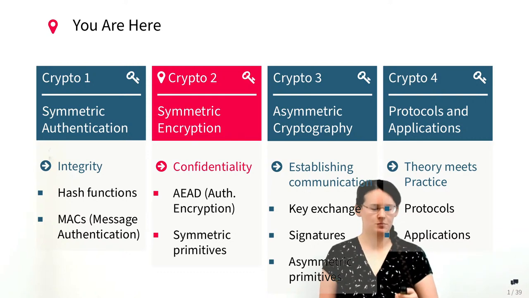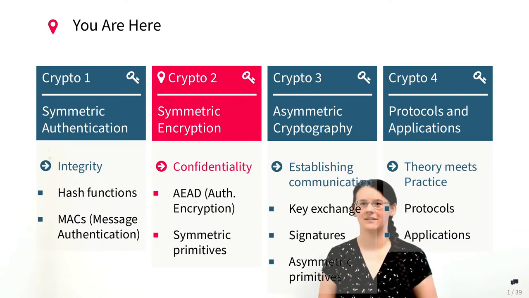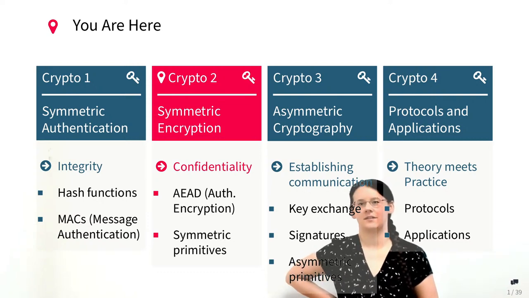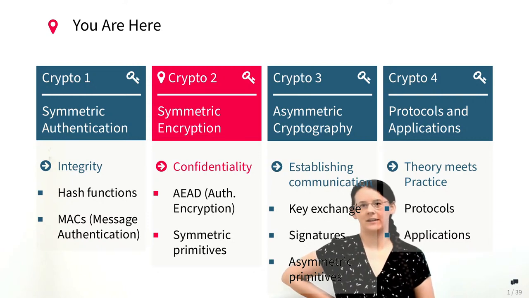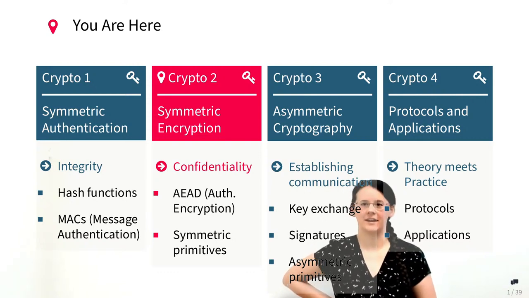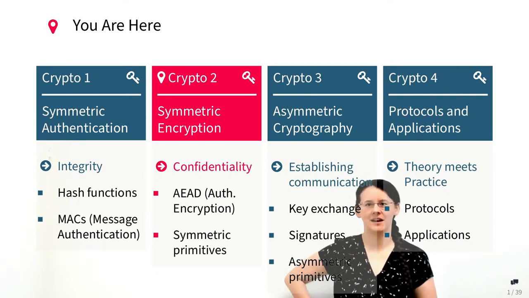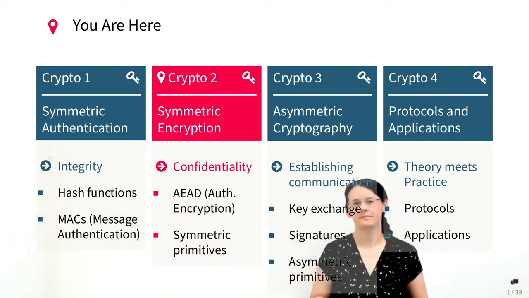Today, it's time to protect another very important and maybe even more famous security property than integrity, namely confidentiality. Specifically, we're going to have a look at encryption schemes with a focus on so-called authenticated encryption schemes, which are a combination of protecting confidentiality and protecting integrity.